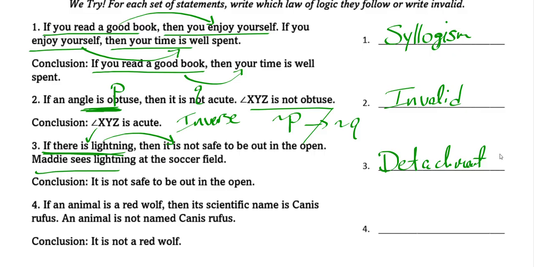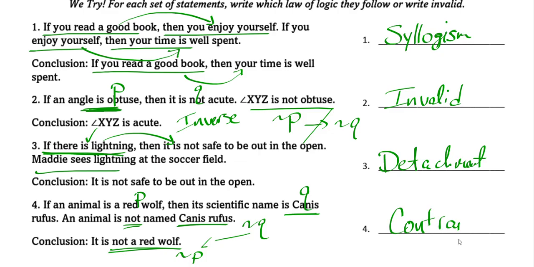If an animal is a red wolf, then its scientific name is Canis rufus. An animal is not named Canis rufus, so let's label that as P and Q. It's a red wolf. We know its scientific name. This is saying it's not called Canis rufus. This is saying not Q. Leads us to say that it's not a red wolf. That is not P. This is the law of contrapositive. We're saying the second part of that statement, the conclusion, is not true, so we can conclude that the hypothesis is also not true. That is the law of contrapositive.